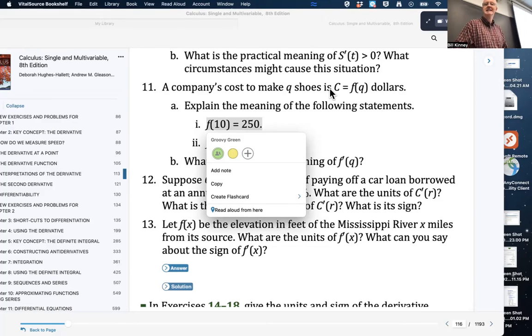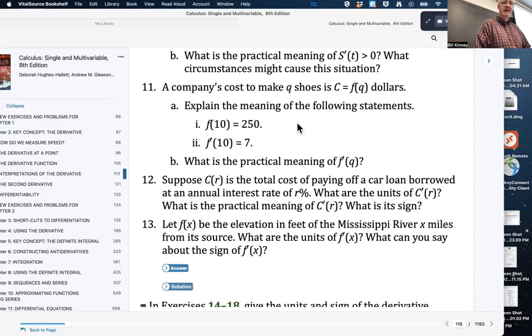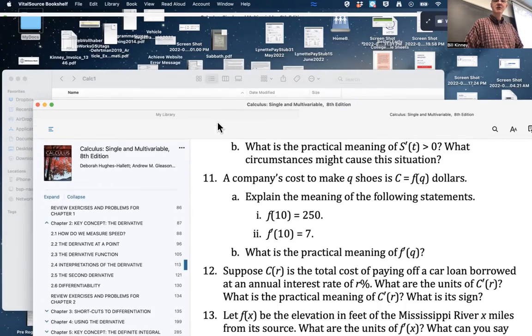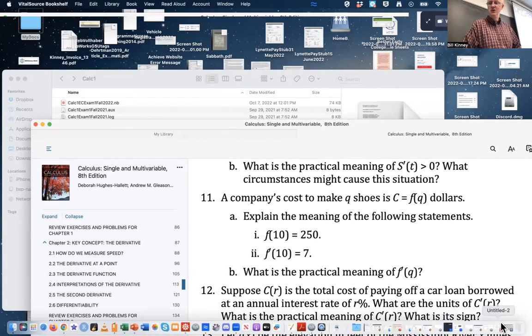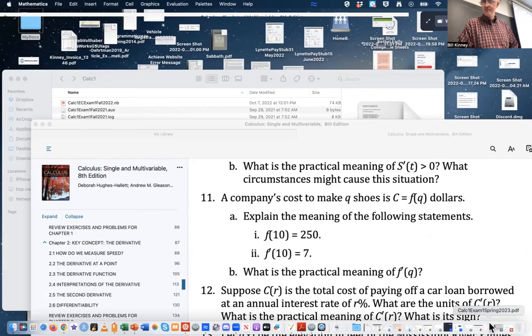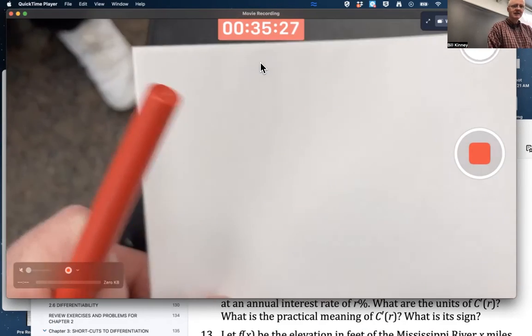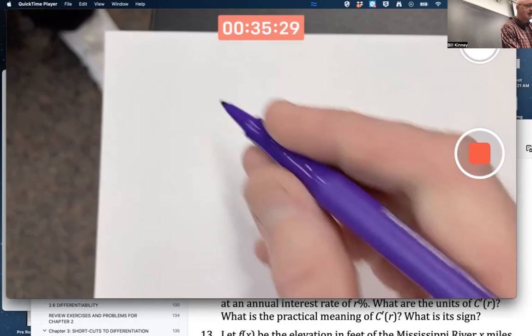By the way, when you say C equals F of Q dollars, you mean C is in dollars. C is a cost here. So the letter used is suggested. Q is a quantity of shoes. So F of 10 equaling 250 means it's going to cost you $250 to make 10 shoes. It's not how much you can sell them for. It's how much it's going to cost your company.